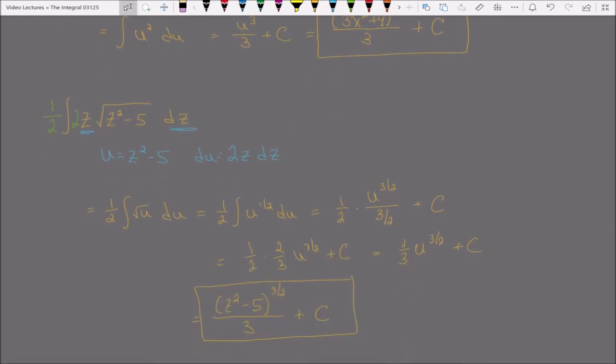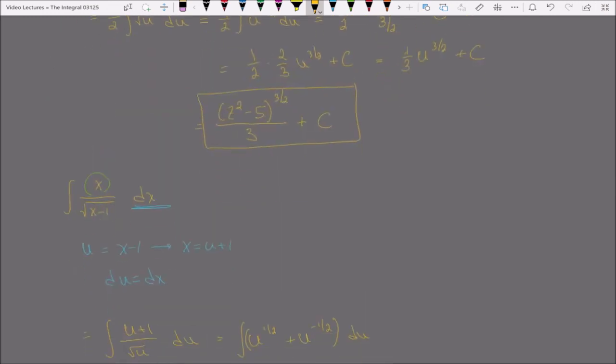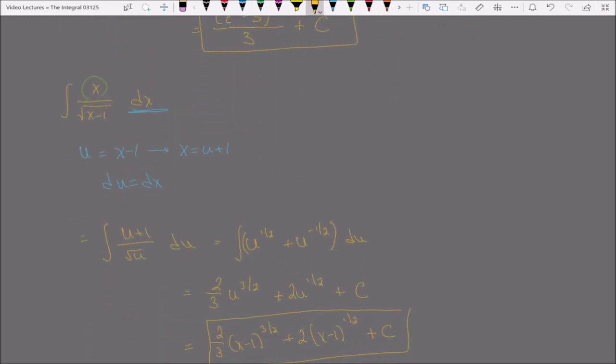Here, square root of z squared minus 5. There's no algebraic simplification there, but we know how to do u to the 1/2, so we say u is z squared minus 5. And the same thing with this last one, square root of x minus 1. Don't know how to do that, but we do know how to do 1 over the square root of u. So u should be x minus 1.